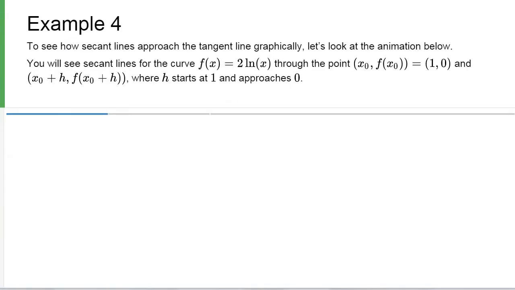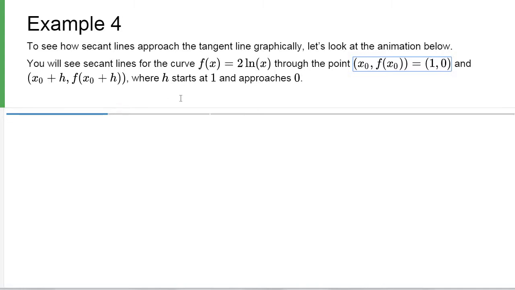Okay, let's look at an example and see how secant lines approach the tangent line graphically. So I have an animation. We're going to look at secant lines for this curve, 2 times natural log of x. The particular point is the one we looked at earlier. Okay, we zoomed in on this graph at 1, 0, and we saw that the graph of 2 times the natural log of x looks straight near that particular point.